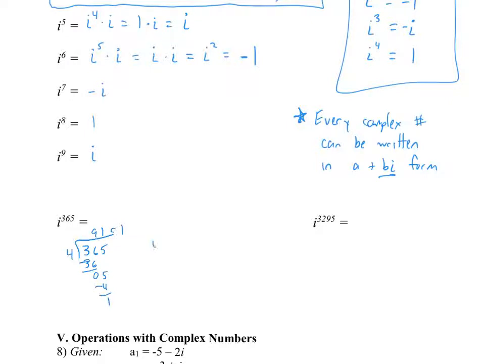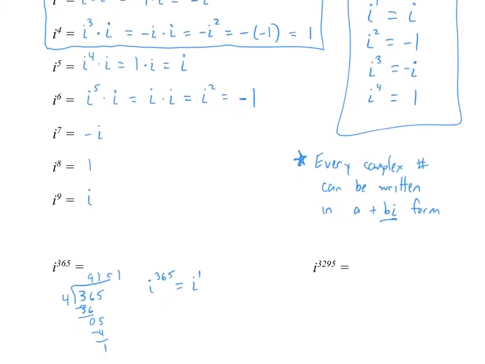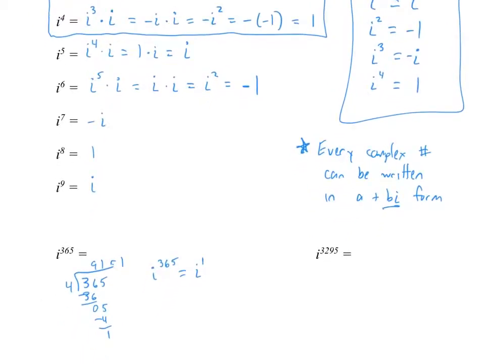So i to the 365 is equal to i to the first. All we have to do is look back up at our powers of i, our iterations of i. i to the first is equal to i. So i to the 365 simplifies to just i. Take a second and figure out what i to the 3,295th power is.